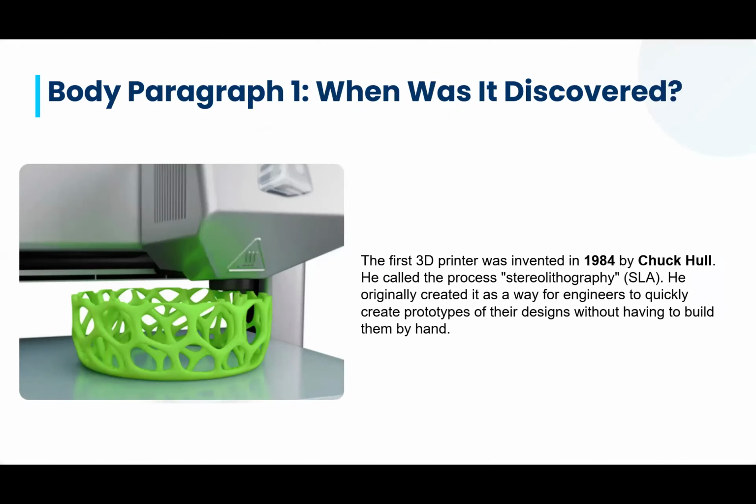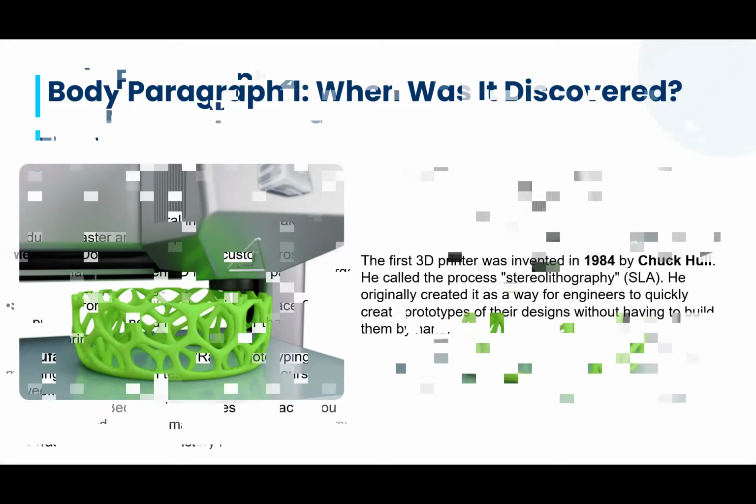Moving on to body paragraph 1. I ask myself a question. When was it discovered? Then I answer this question. The first 3D printer was invented in 1984 by Chuck Hall. He called the process stereolithography, SLA. He originally created it as a way for engineers to quickly create prototypes of their designs without having to build them by hand. So I said when it was discovered, and I also said who discovered it or invented it.